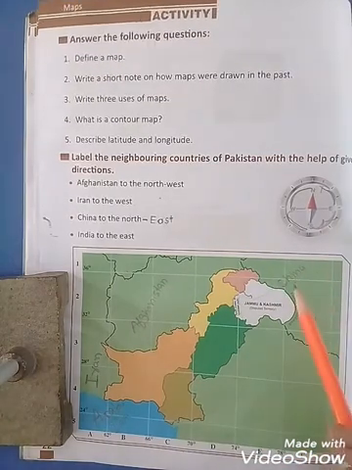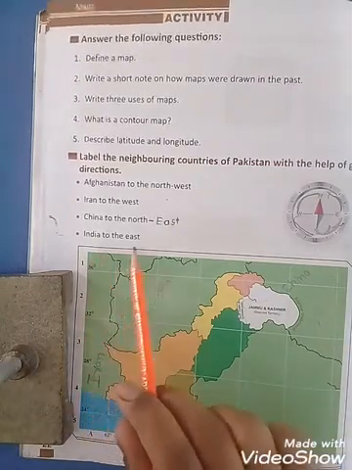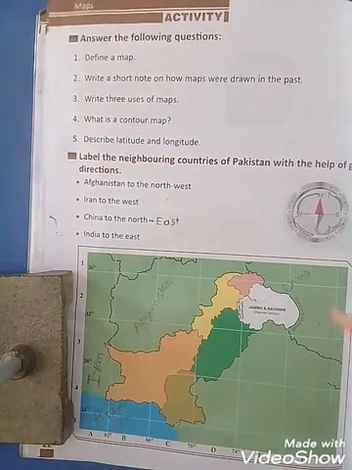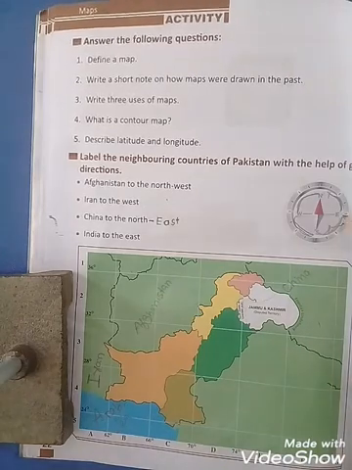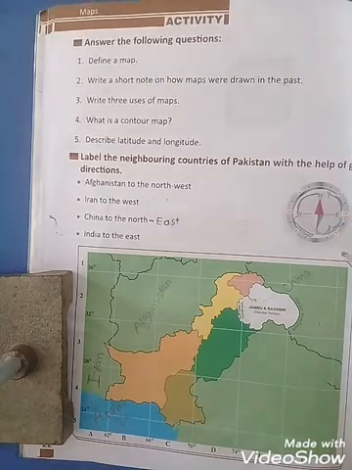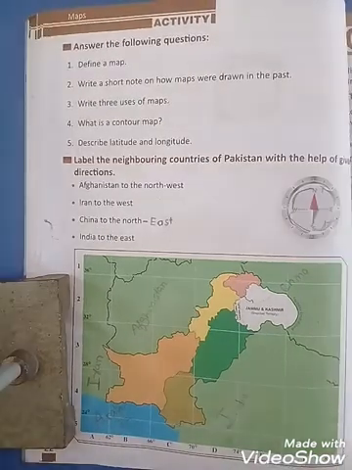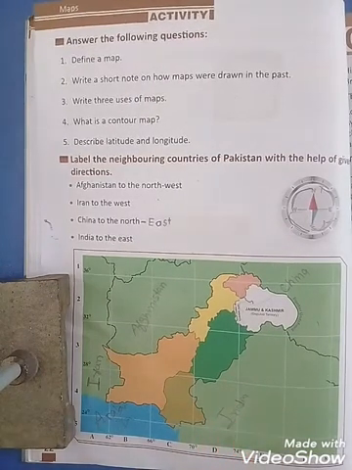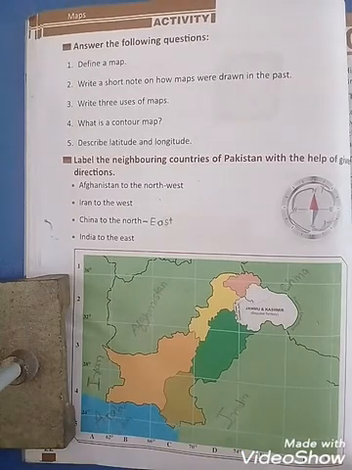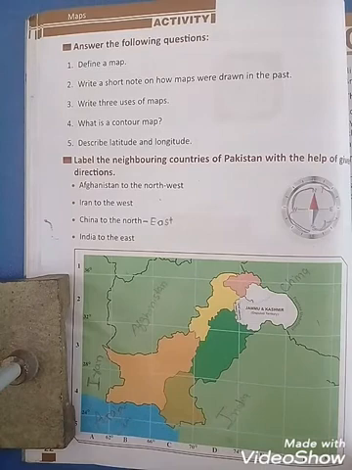Here is China. Come to the India. India to the east. This is Pakistan. This is east of Pakistan. Where is east? Here is east. India is located in the east of Pakistan. So, dear students, here we have labeled the neighboring countries of Pakistan. I hope you have done very well. You have to show me how you have done it and send me the picture.